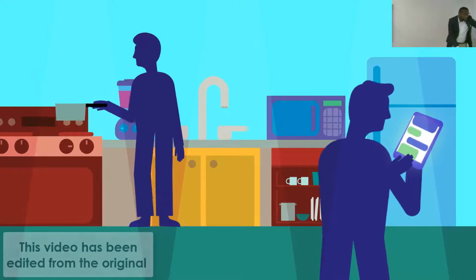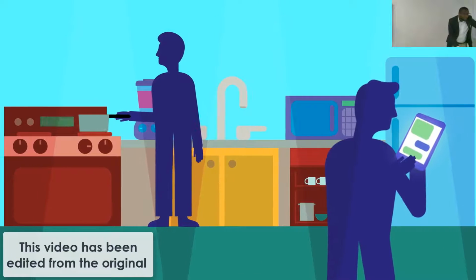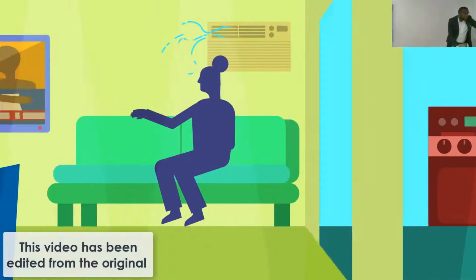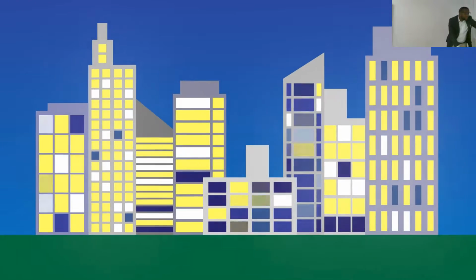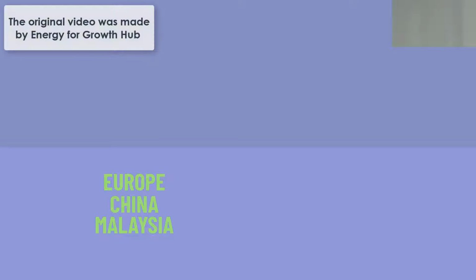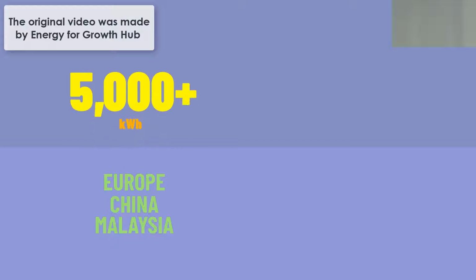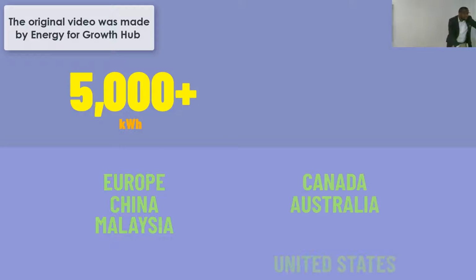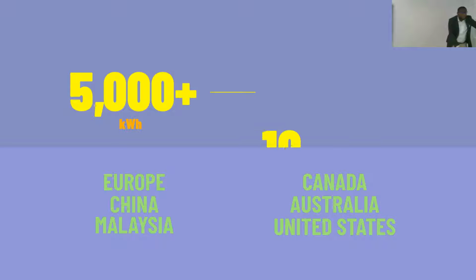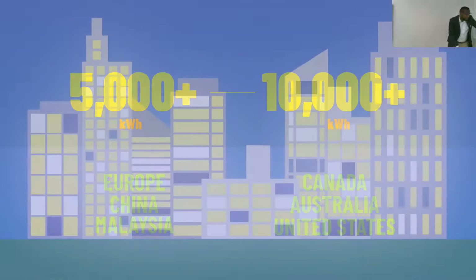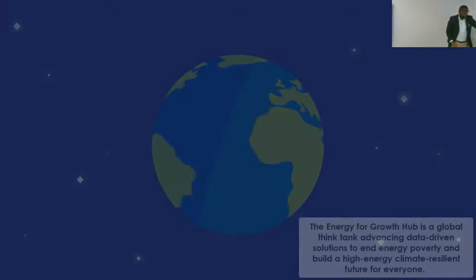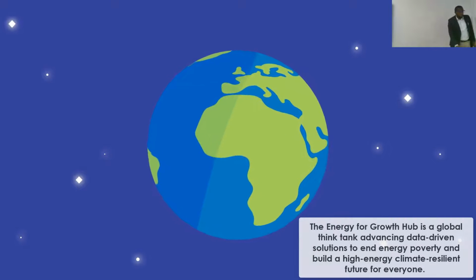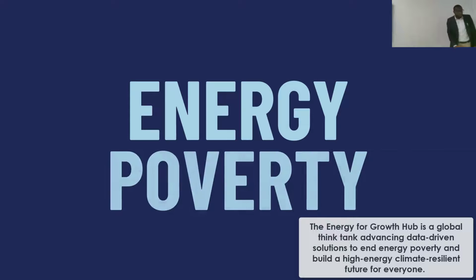If you're watching this, you probably have abundant and reliable electricity. You have enough energy to use the internet anytime and power all your appliances. Your job probably relies on 24/7 electric power. If you're in Europe, China, or Malaysia, you probably use 5,000 kilowatt hours per year. If you live in Canada, Australia, or the United States, you probably use more than 10,000 kilowatt hours. But what would your life look like without that level of electricity? For more than 3 billion people around the world, it's not hard to imagine. It's a reality called energy poverty.